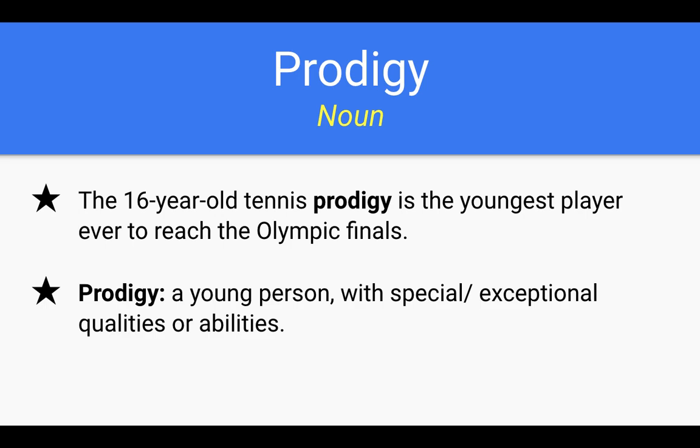So for this example, the word is prodigy. First we would say the word chorally. Then I would read the word in context. The 16-year-old tennis prodigy is the youngest player ever to reach the Olympic finals. Step 3, I'm going to give a definition for the word. Prodigy: a young person with special and exceptional qualities or abilities.